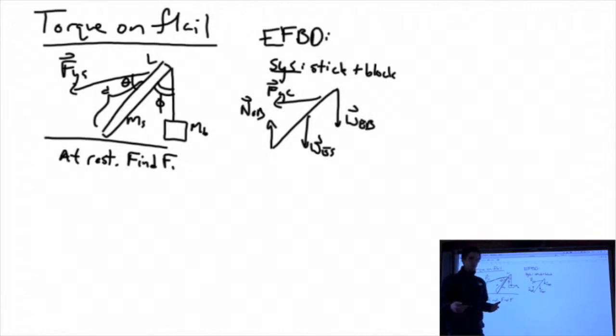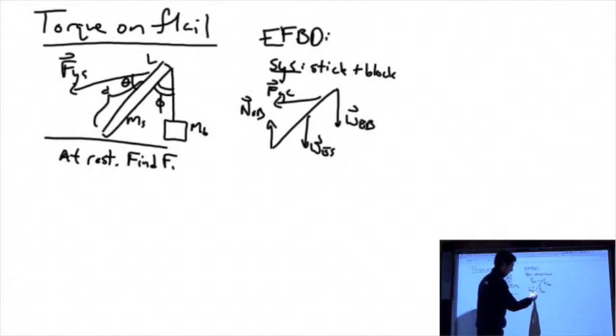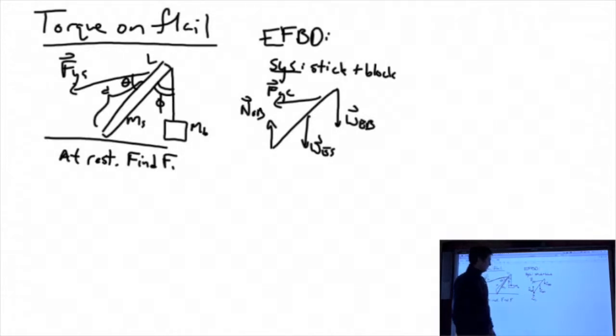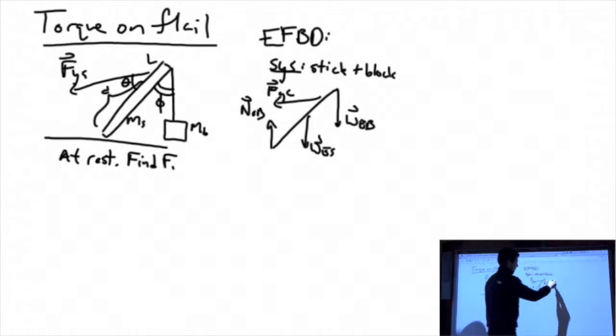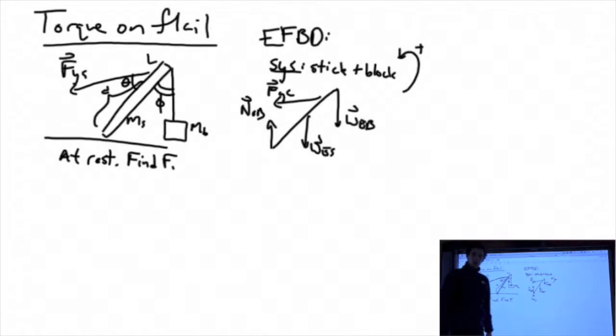But one thing I need to do is choose a good axis of rotation. A pretty natural place is the place where it actually rotates about, which is right here. So I'm just going to say that's my axis. The next thing I'm going to do is choose a clockwise or counterclockwise direction to be positive. Just for fun, I'll choose this way to be positive, and that's completely arbitrary.